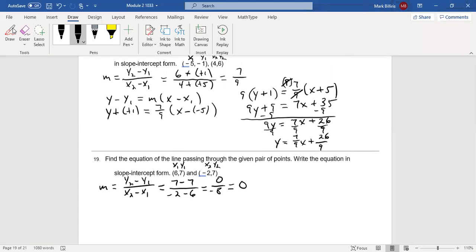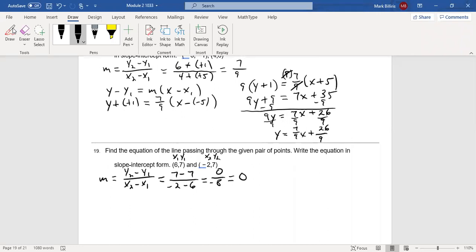So our next step is to put it into point slope form. So we have y minus y sub 1 equals our slope times x minus x sub 1. So y minus, and I'm going to choose the first point again, which would be 7. So it's y minus 7 equals our slope, which is 0, times x minus, in this case, 6.